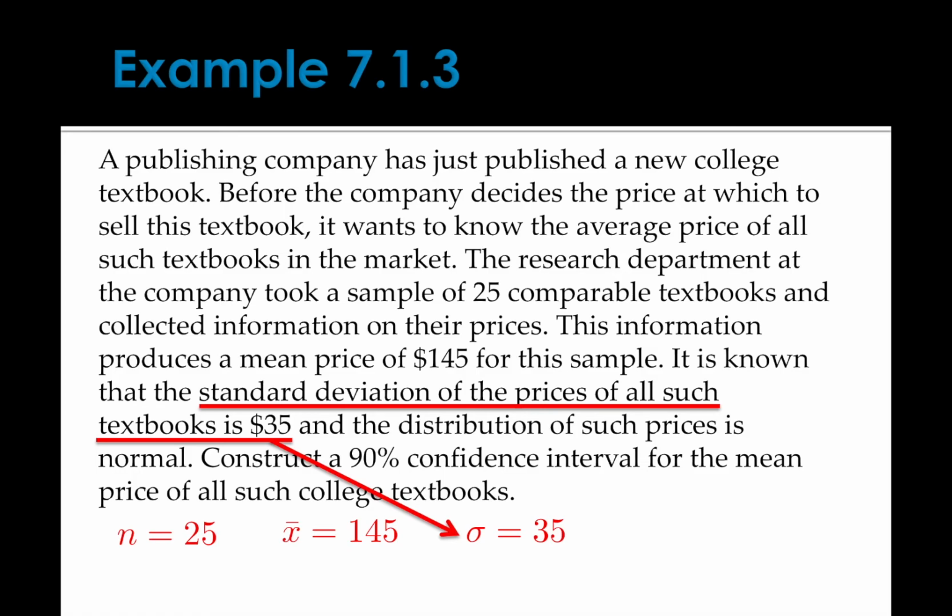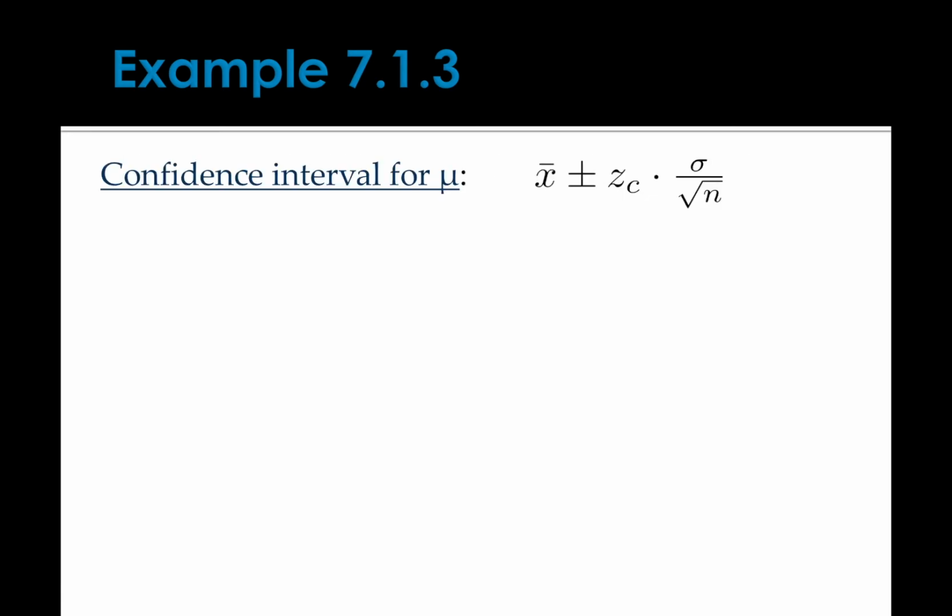So we're just going to take what they tell us and run with it. Okay, so we have sigma equals 35. All right, so we have those three bits of information, and we're going to remember we want a 90% confidence interval. So I'm going to pick up those numbers and come over to my formula here.